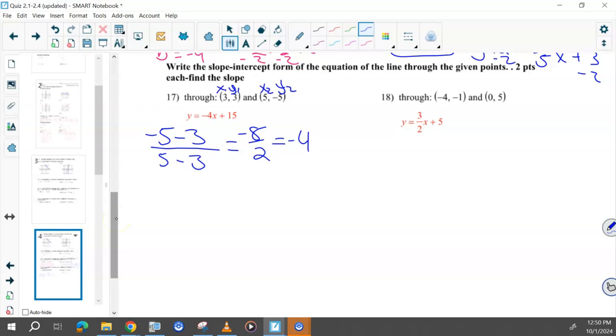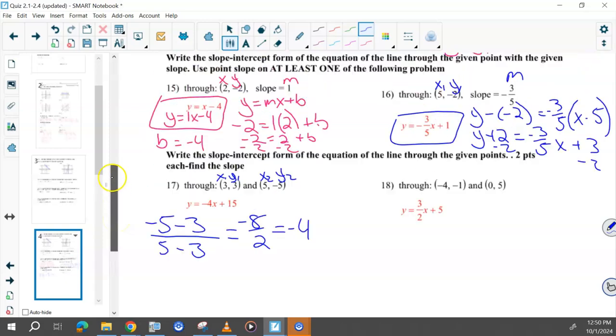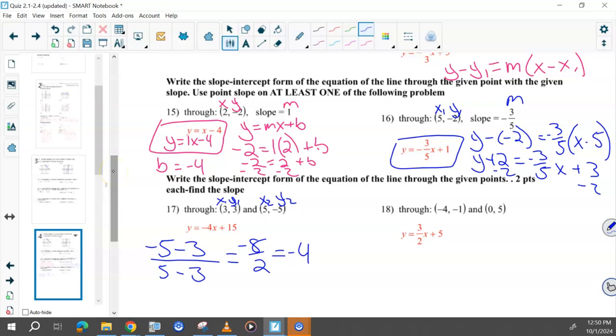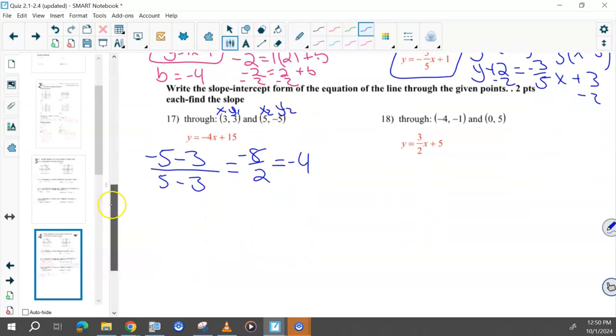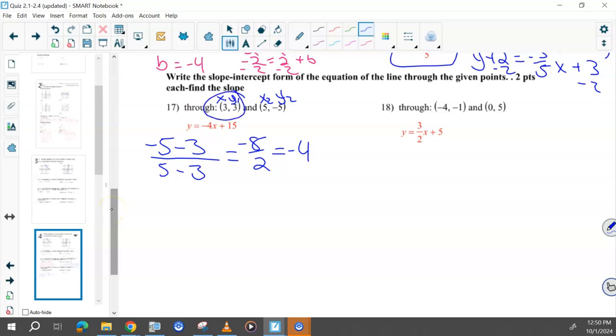And then we could use either of these points and either of these methods. Do we want to see slope-intercept or point-slope again? This method or this method? The slope-intercept. Okay, so I'm just going to choose this first point because the numbers are positive. So that would be 3 equals our slope, negative 4, times x, which is 3, plus b.